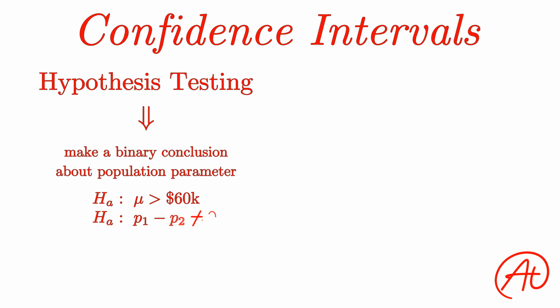Or if you're testing the difference between two proportions, you might want to determine whether the cure rate is different between two drugs. These tests will give you a binary answer based on your sample data of whether you can reject the claimed hypothesis, but it doesn't tell you what the real population mean income might actually be, or how different the cure rates for the two drugs actually are. And that's exactly where confidence intervals come in.